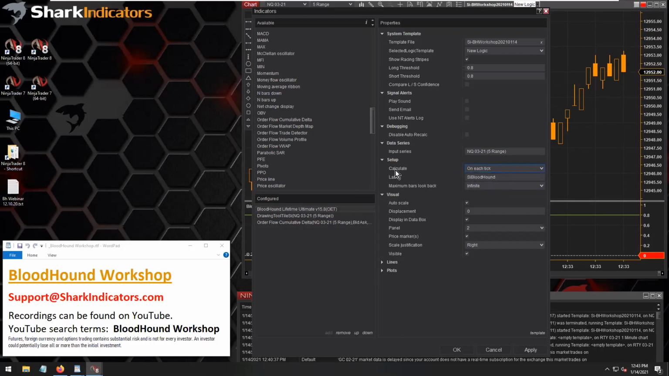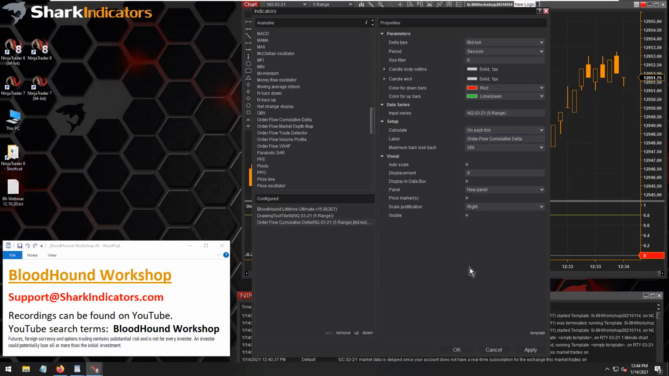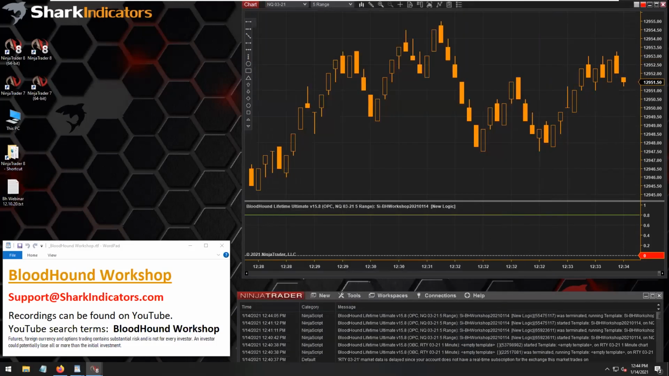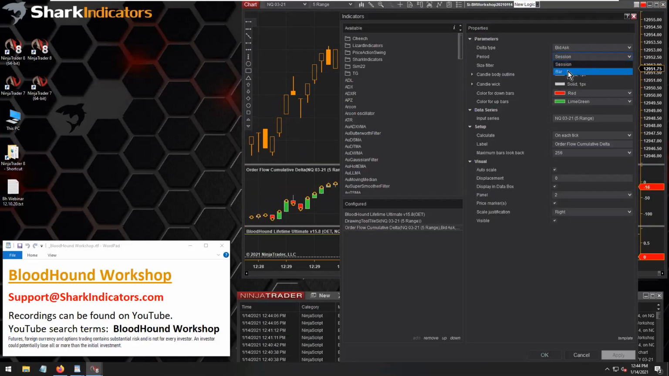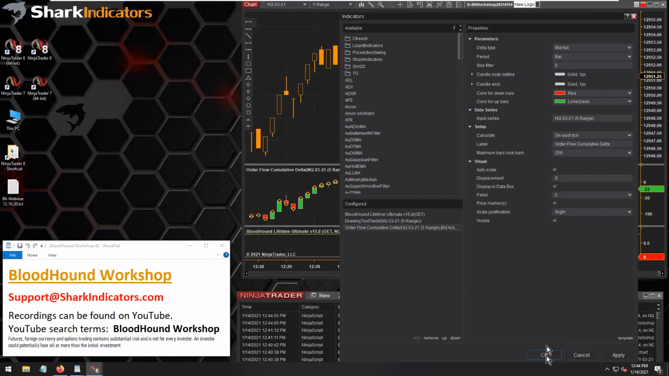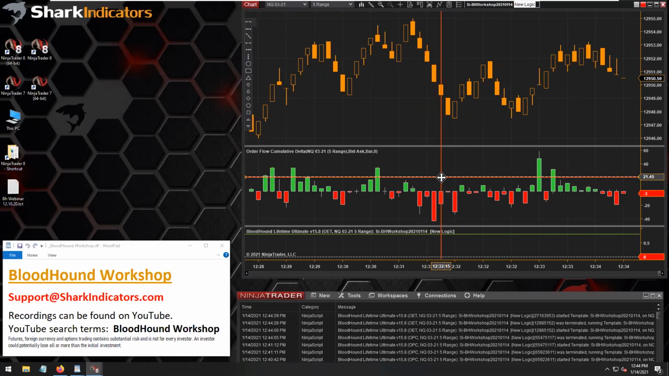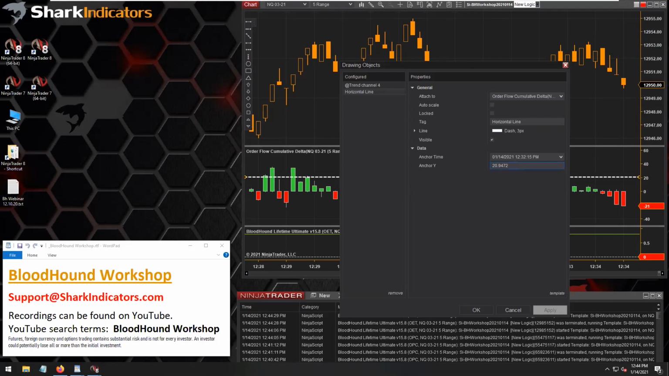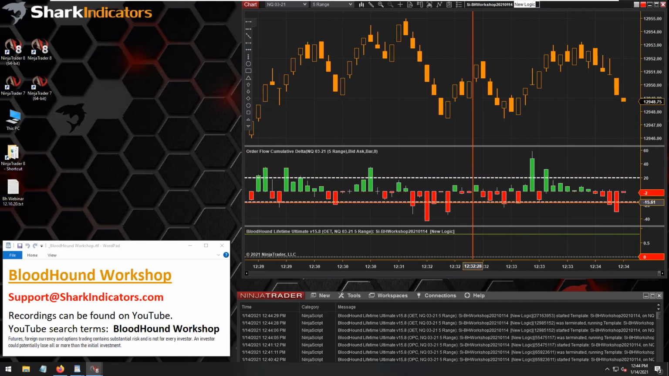So we've got to set BloodHound to calculate on each tick, and that allows the cumulative delta indicator to operate properly. So let's get that changed over. All right. Yeah, so Stefan wants to actually use a bar period. Have the period set to bar, like so. And the other thing here, let me just draw something. I'll set a line at 20. So we're just going to set a threshold level of 20 there, and also a threshold level at -20.